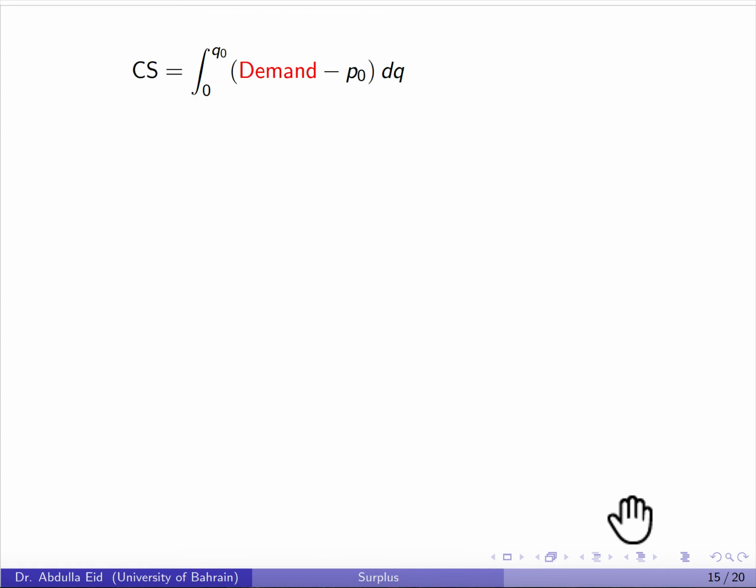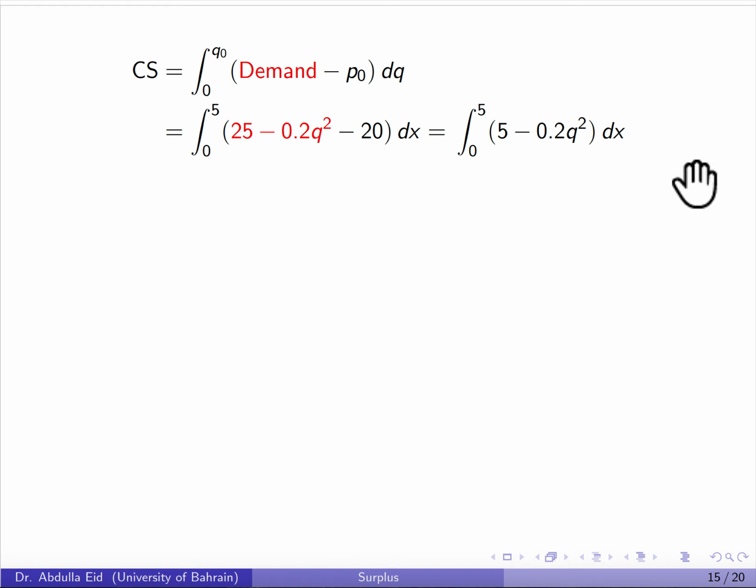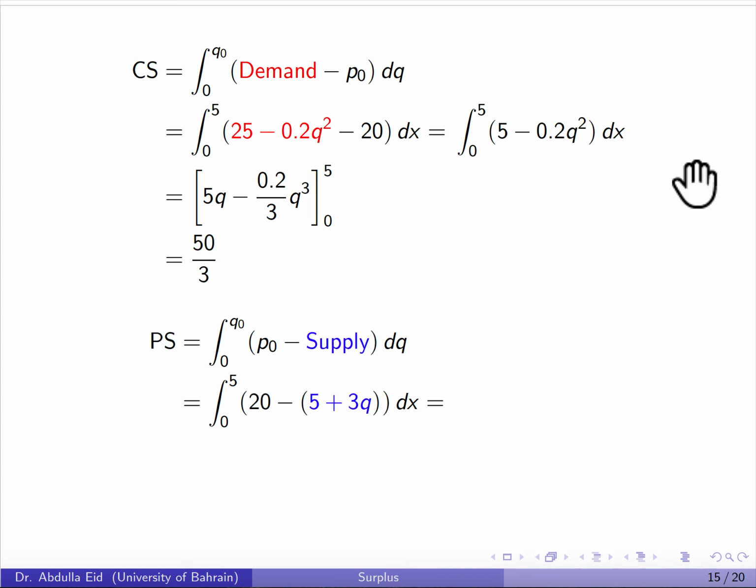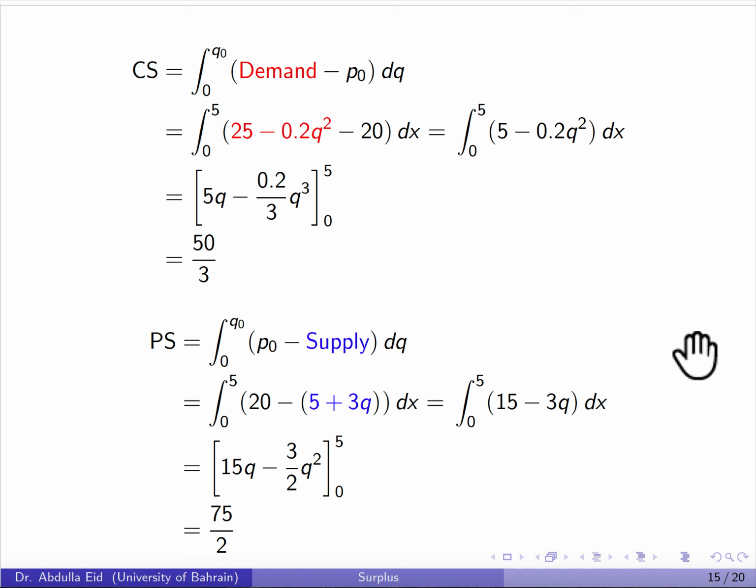Next, we write the formula for the consumer surplus, which is just the integral from 0 to Q0 of demand minus P0. And that's what we should get. The integral of 5 cubed and the q cubed, we get 50 over 3. For the supply, we do the same thing, except here the integral of a q is a q squared over 2, and we get 75 over 2. Now, if we compare them, of course, clearly the producer surplus is much higher. We move next.